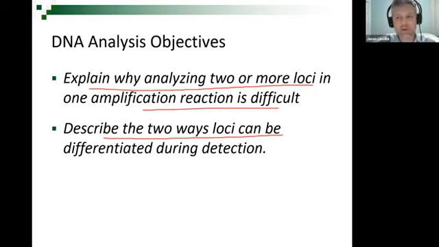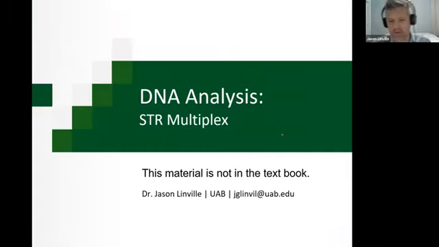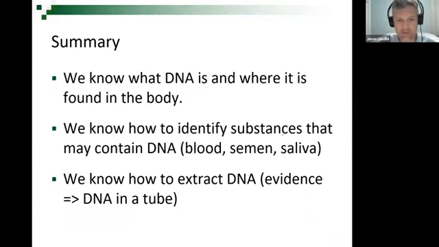I'm going to try to explain the problem when you go from analyzing just 1 STR locus in a reaction to analyzing 3 or 6 or 16, how there can be a lot of overlapping and confusion, and what the analyst does in order to help alleviate this confusion. I don't know what this is called. So this material is not in the textbook. All right. So we know all of this stuff.